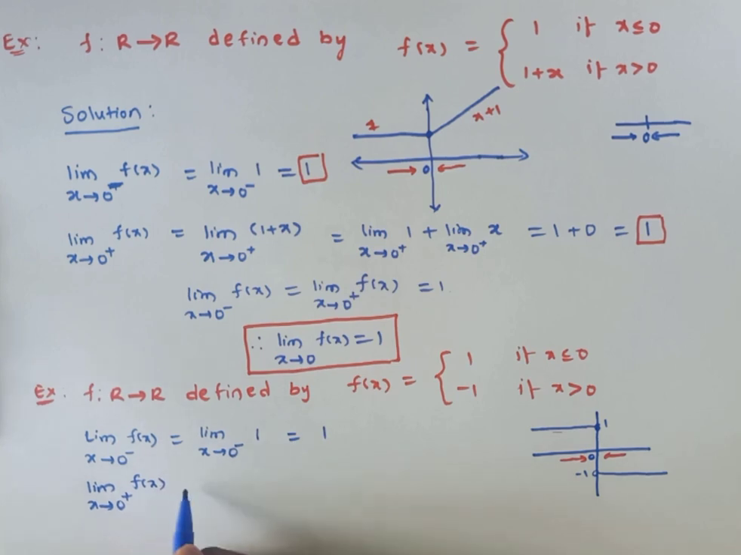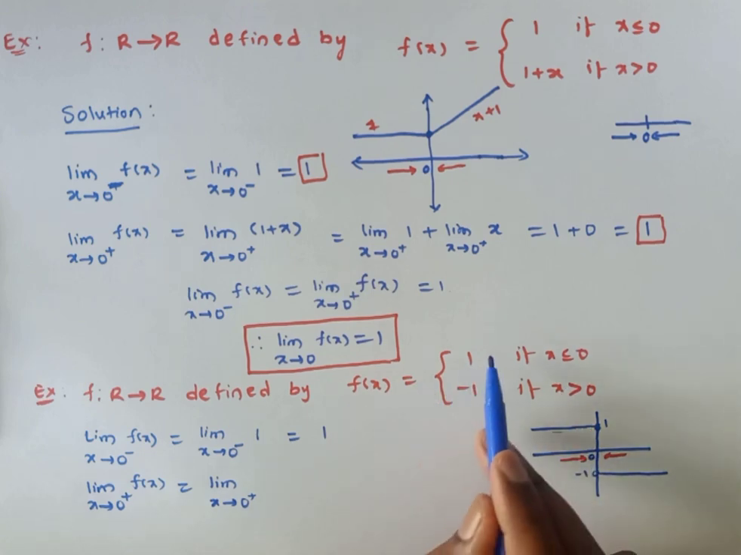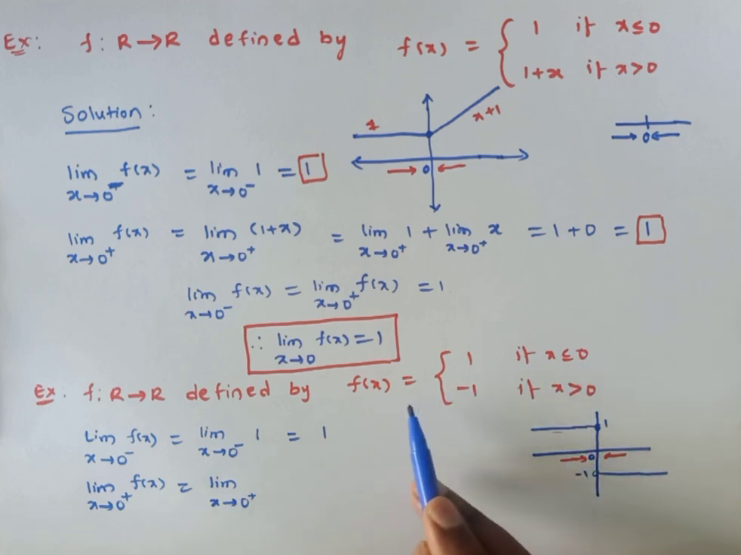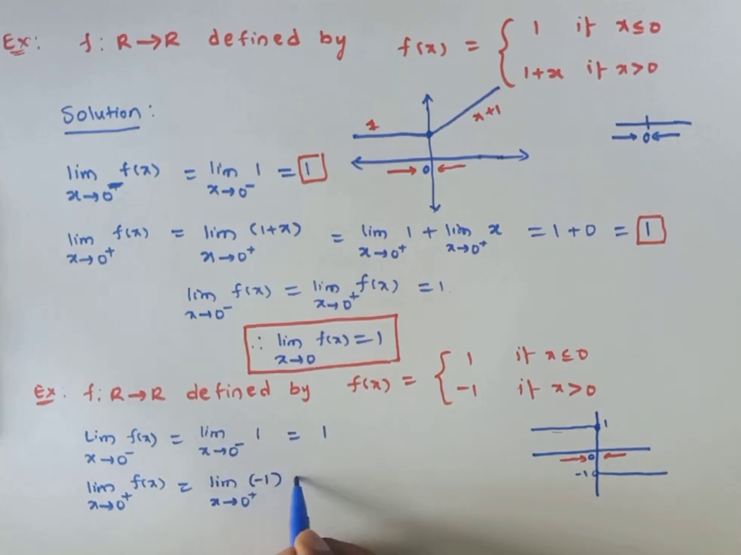Limit x tends to 0 plus of f of x is what? Limit x tends to 0 plus. So here we need to consider whether f of x is 1 or minus 1. It is the given function that clearly says that f of x is 1 when x is less than or equal to 0, and f of x is minus 1 when x is greater than 0. So here 0 plus is nothing but a little bit more than 0. x greater than 0 means more, however little more than 0. So here you need to consider this as minus 1. Minus 1 is also a constant. So limit x tends to 0 plus, or 0 anything, then minus 1 is minus 1.